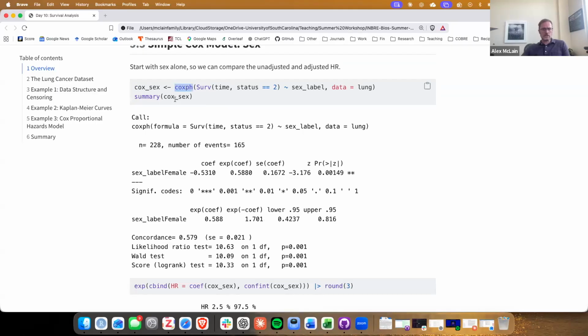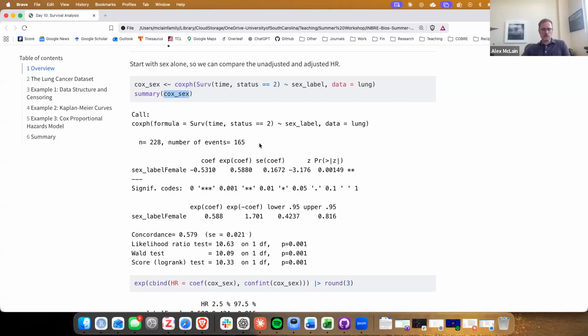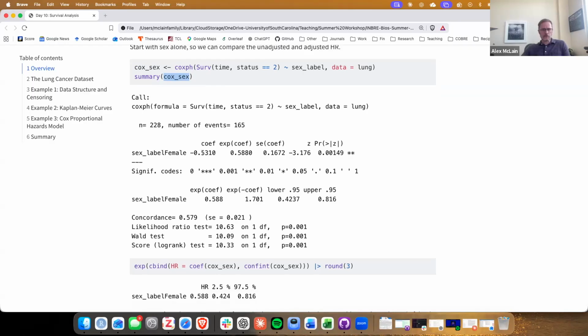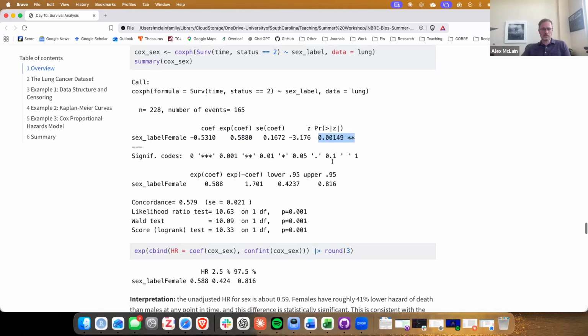Here is a summary of the Cox proportional hazards function. We get the number of subjects, the code that we used, and the number of events. Here we get our beta coefficient for sex. It is negative 0.531. They also exponentiate the coefficient for us. That's nice because we will want to exponentiate these. Standard error, z value, we get our p-value, highly significant. Okay, there does appear to be some impact.